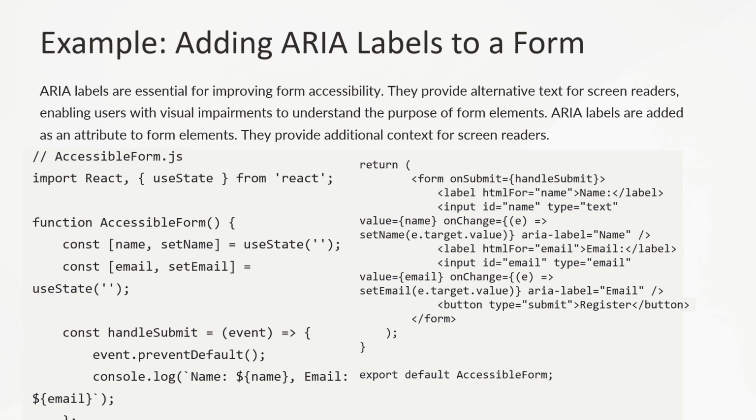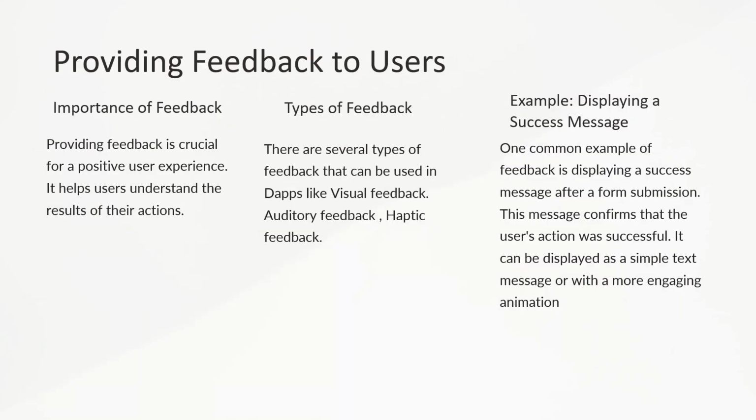The label elements are associated with their respective input fields using the HTML for attribute, improving accessibility for screen readers. Additionally, the aria-label attribute provides alternative text for screen readers, enhancing the understanding of UI elements for users with visual impairments. By incorporating these accessibility-focused elements, the accessible form.js code sets a strong foundation for creating an inclusive user experience within a DApp. The next crucial element is providing feedback to users.